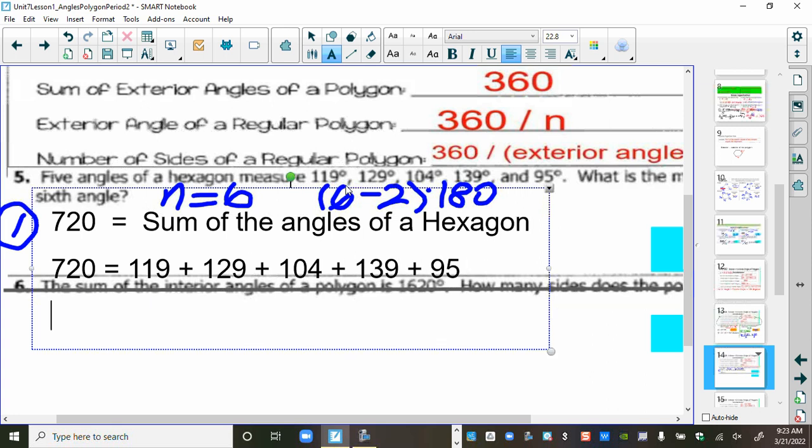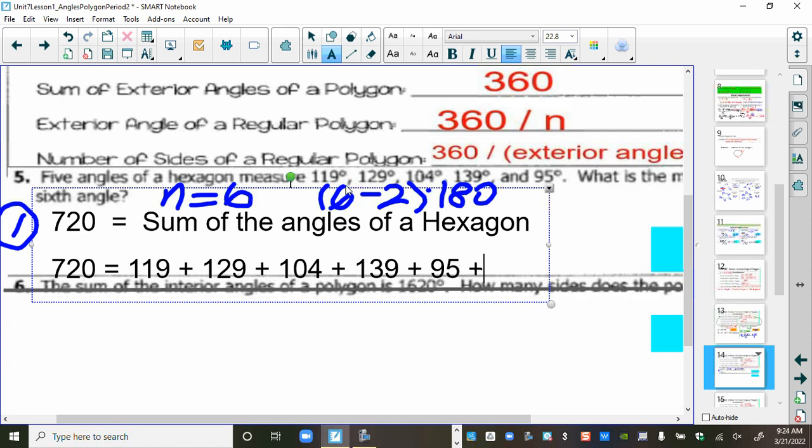Now, they didn't give us the last angle, but what can we always use for an unknown? Any unknown, we use begins with a V. Variable. So what variable do you want to use? Good enough for me. So X is that last angle.